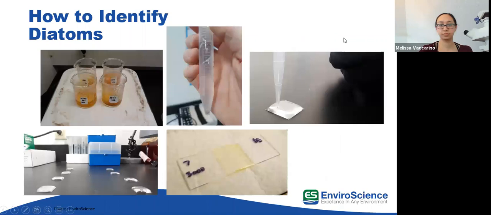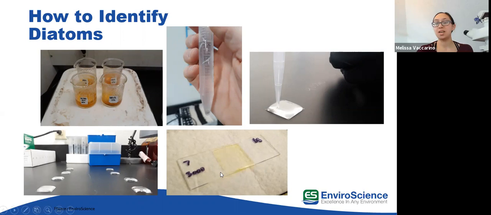So in the laboratory, we just boil the samples in nitric acid, and then they are rinsed and concentrated. And then this is also somewhat an art form sometimes, to drip an appropriate amount of material onto the slide so that they are easily viewable. And then they are dried and mounted to a slide using Naphrax.